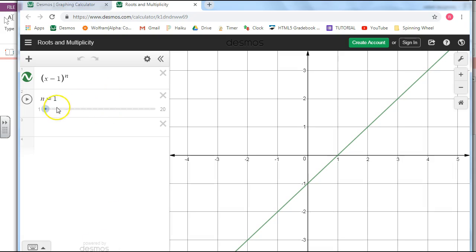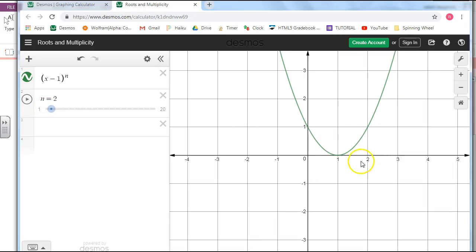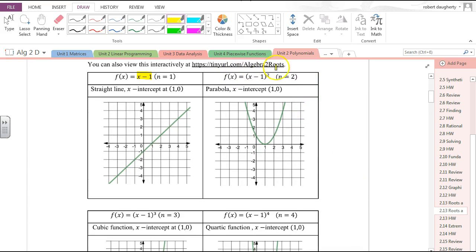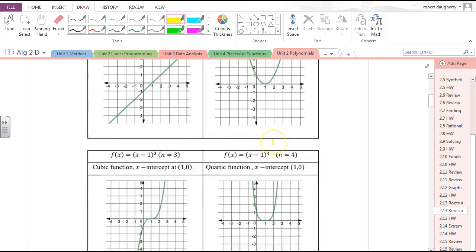So what you see is x minus 1, and it has an x-intercept at 1, 0, and a y-intercept at 0, negative 1. What would happen if that were x minus 1 squared? You should recognize this as the graph of a parabola. It has an x-intercept at 1, 0, and a y-intercept of 0, 1. If I go back and look, I see here x minus 1 squared. That's what you see here in the second graph.